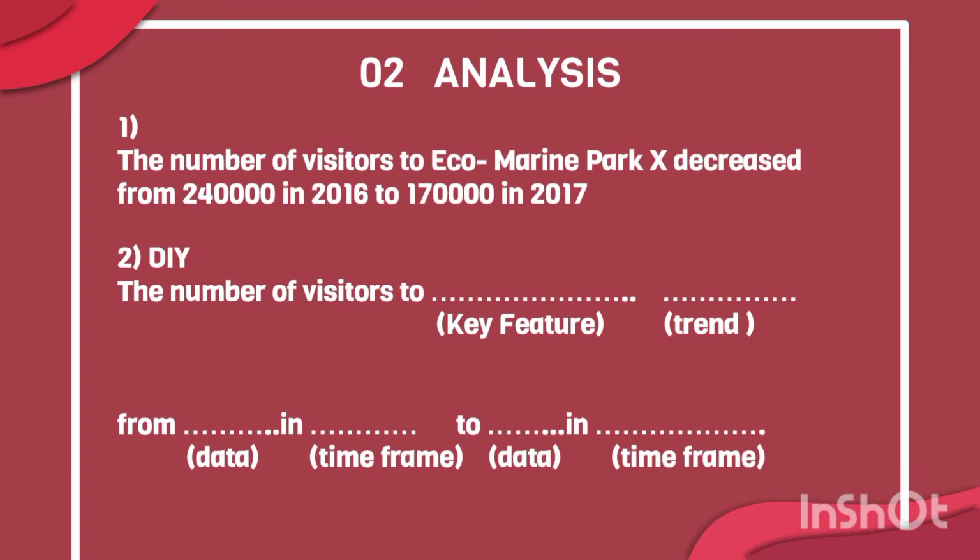Here is the example of an analysis. The number of visitors to Eco Marine Park X decreased from 240,000 in 2016 to 170,000 in 2017. So I hope you can do other analyses based on the data or information you have got from Figure 1.